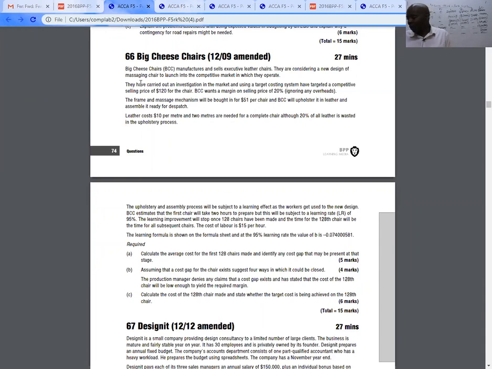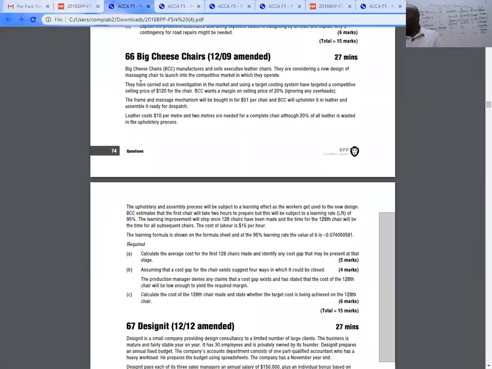B, assuming that a cost gap for the chair exists, suggest 4 ways in which it could be closed. How do we close a cost gap? Alternative raw materials, alternative labor, try to reduce the overheads, etc.